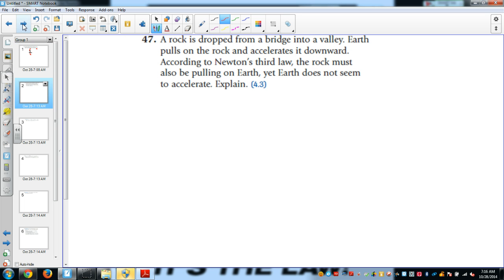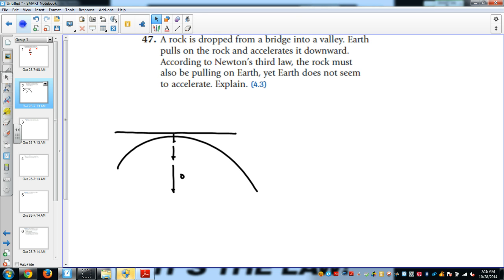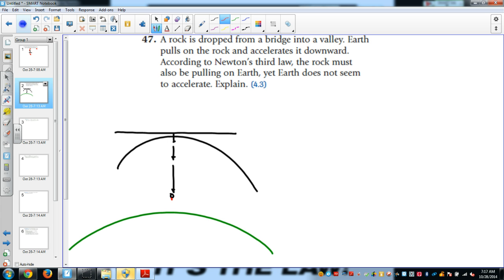The next question, number 47, says a rock is dropped from a bridge into a valley, and it's falling down. According to Newton's third law, the rock must also be pulling on the earth, yet the earth does not seem to accelerate. Is this true? Oh, absolutely, it's true. The earth pulls down with the force of gravity on the rock, and the rock pulls up on the earth with that same force of gravity.